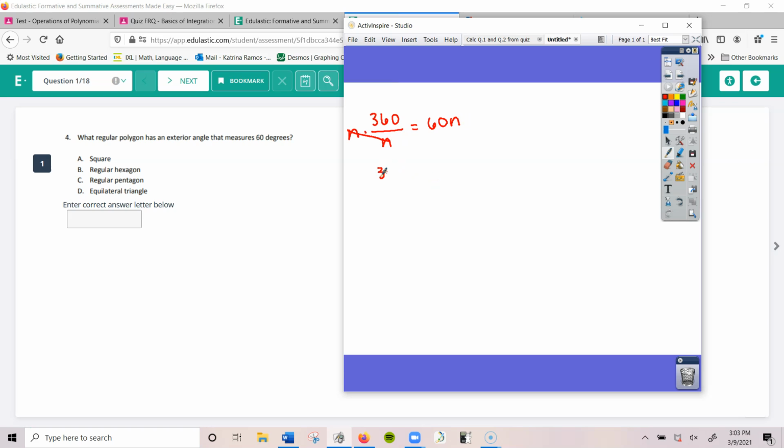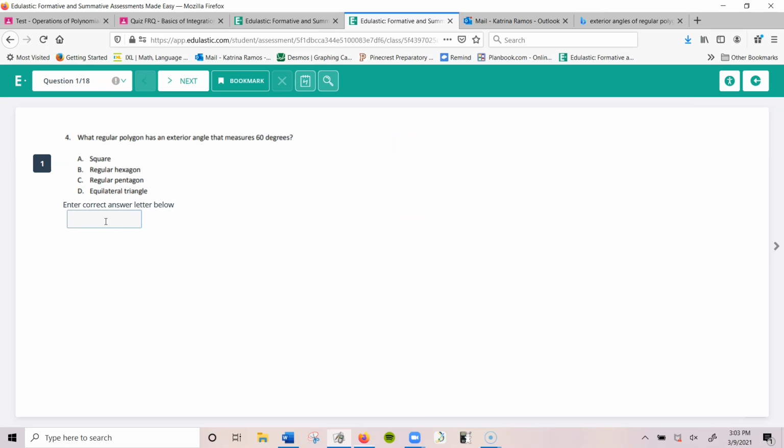So what we have now is 360 is equal to 60n. To get the n by itself, we would divide by 60. And 360 divided by 60 gives us that n is equal to 6. So this means that the polygon has 6 sides, which makes it a regular hexagon, because a hexagon has 6 sides. So we would put B.